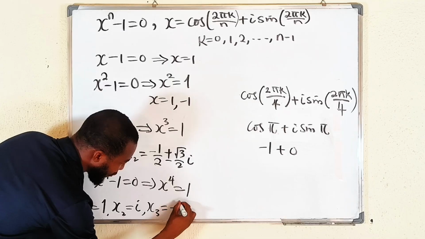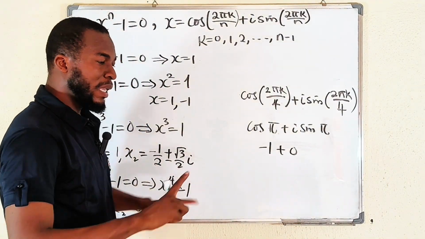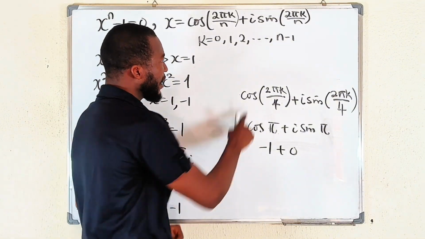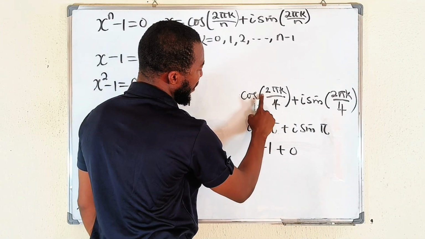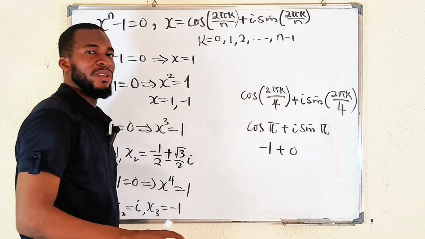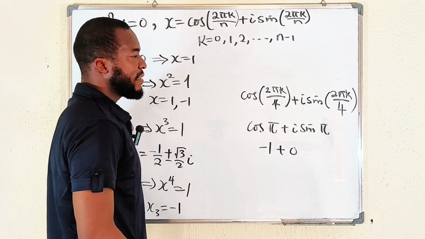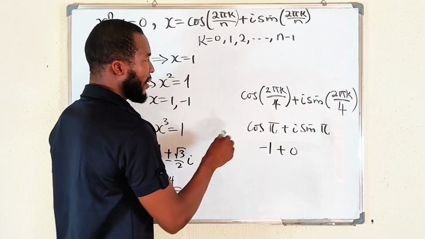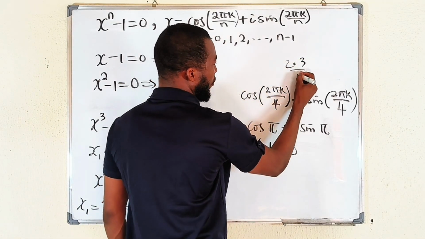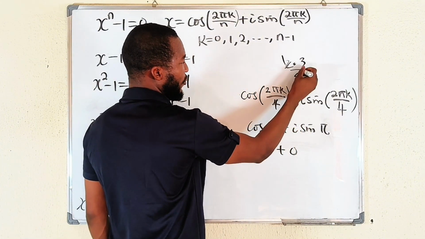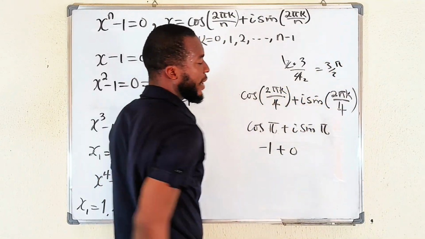x3 is equal to -1. I told you that we are going to get -1 because whenever you have a complex solution, its conjugate will also be a solution. That can be done when k is 3. When k is 3, we have 3 times 2 is 6, so we have 6 divided by 4, or we can simply write it as 3 pi over 2, right? Because when k is 3, we still have 4 here, 2 here, so this is 3 over 2, but we still have pi. That is 3 pi over 2.